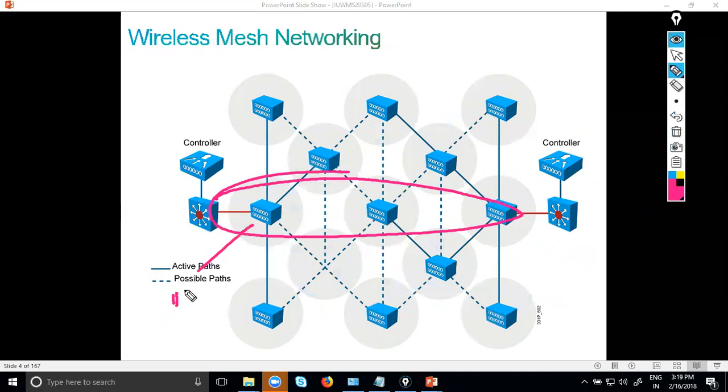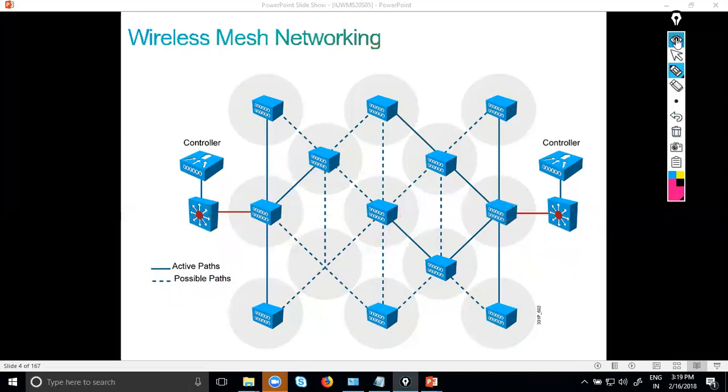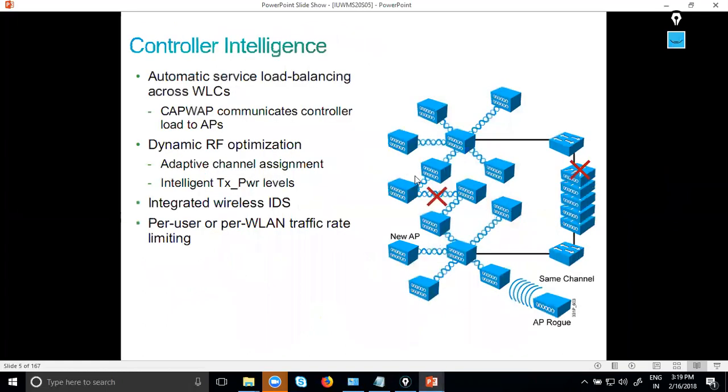So this can be your root access point here, and these are the different mesh access points which are helping you to achieve this. So these are the radio links. All of these are the radio links that you can understand here for communications, which we can achieve with the help of mesh networking.